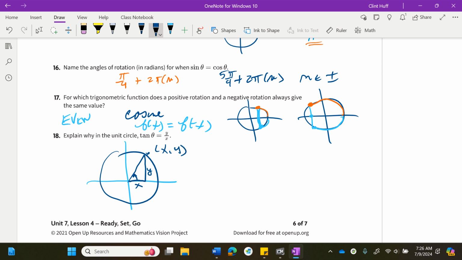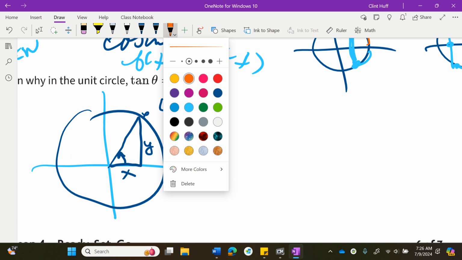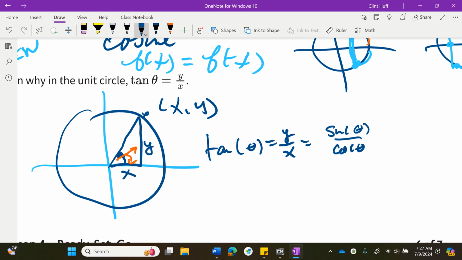And the tangent is defined as the opposite over the adjacent. So if I blow this up a little bit, the opposite of this angle of rotation is the y, and the adjacent is the x, which gives us that the tangent of an angle is the y over the x, which could also be argued is the sine of the angle over the cosine of the angle. And just looking ahead, the cotangent must be the x over the y, which is the cosine over the sine.